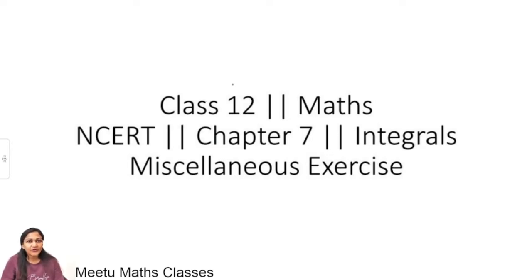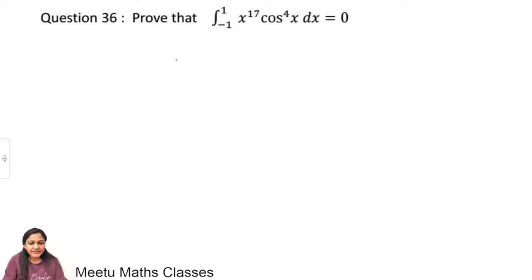Today's topic is from class 12, chapter 7 integrals, and we are going to take some important questions of NCERT miscellaneous exercise. So let us start with our first question, that is question number 36. Prove that integral minus 1 to 1 x raised to the power 17 cos raised to the power 4x dx is 0. Now to solve this integral, let I be integral minus 1 to 1 x raised to the power 17 into cos raised to the power 4x dx.